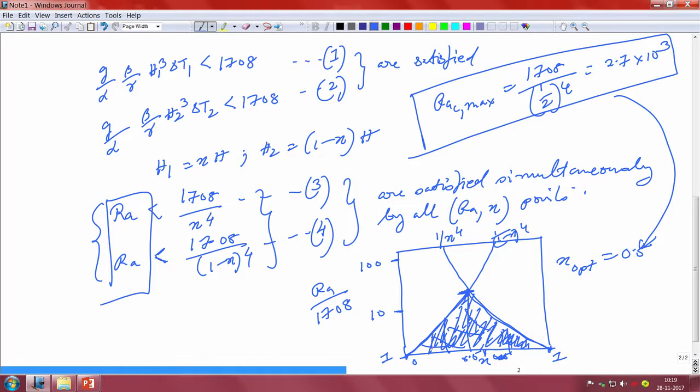Whatever area is enclosed by these two graphs, the area underneath those two graphs, is basically the region where these conditions are automatically satisfied. Then you choose the maxima that can happen in that particular region, which happens at x equal to 0.5, and for x equal to 0.5 you find out what your Rayleigh number is. So, that is all that we have done in this particular problem. This is how you would actually solve it using the partitions.